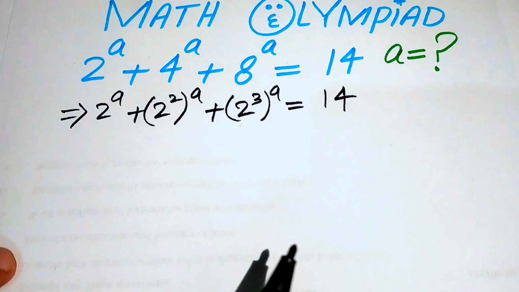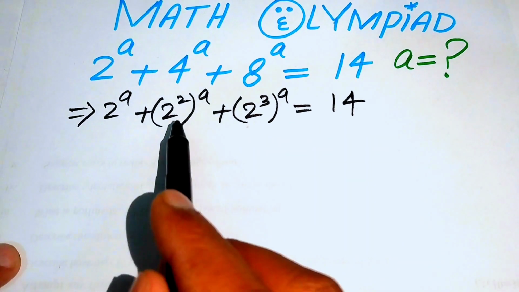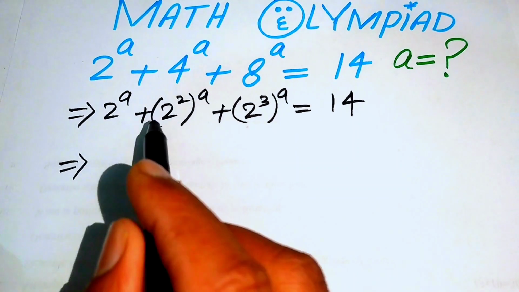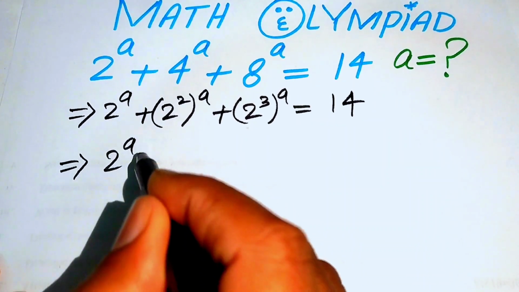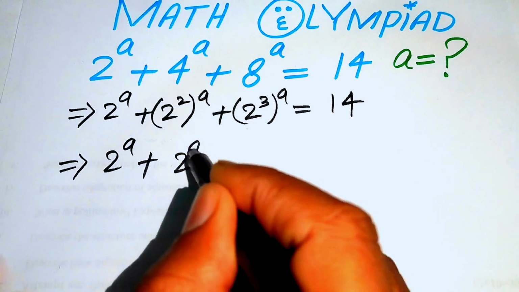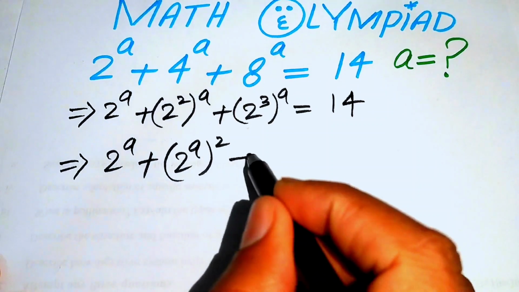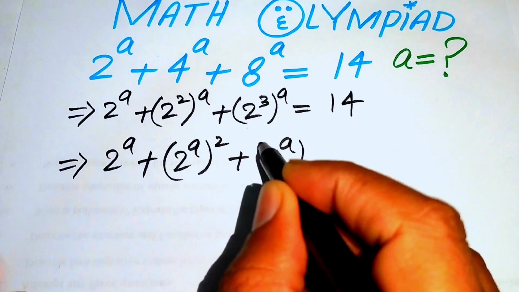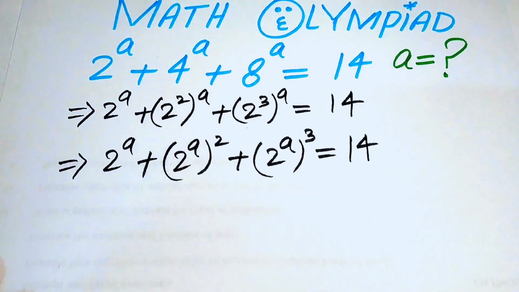And now in the next step we interchange the exponents of this term and this term, and after interchanging these exponents we will get 2 to the power of a plus 2 to the power of a and its whole square. We interchange these two exponents, and plus here we interchange these two exponents, and we get 2 to the power of a and its whole cubed equals to 14.